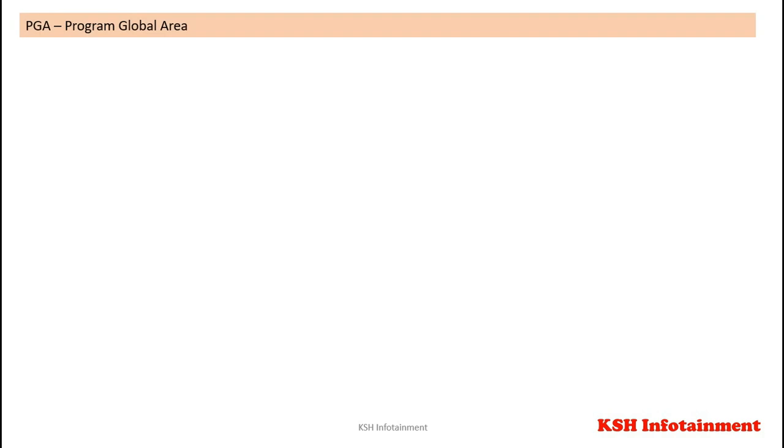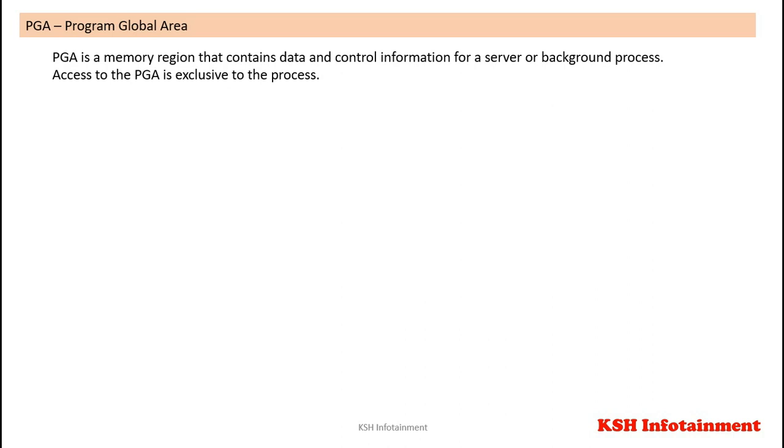Now we will understand the PGA in detail. PGA is a memory region that contains data and control information for a server or background process. Access to the PGA is exclusive to the process. That's why sometimes it is known as private memory area. Each server process and background process has its own PGA.